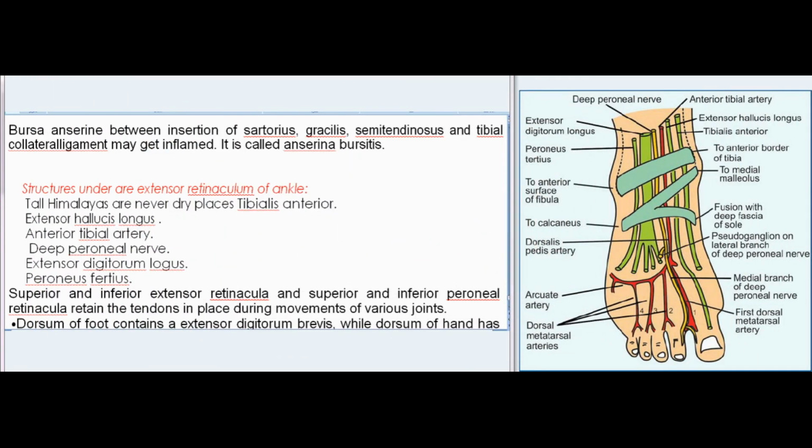The bursa lying between the insertion of sartorius, gracilis, semitendinosus and the tibial collateral ligament may get inflamed. It is called pes anserine bursitis.